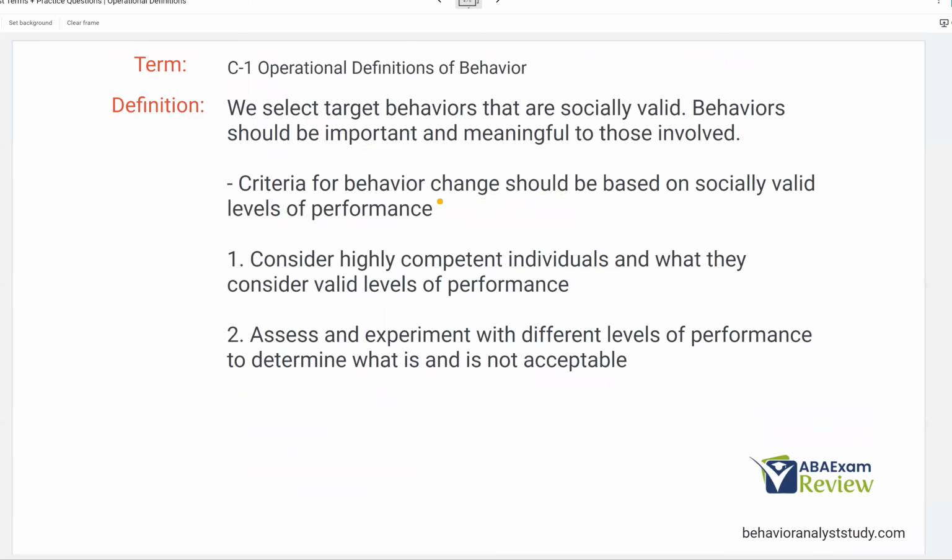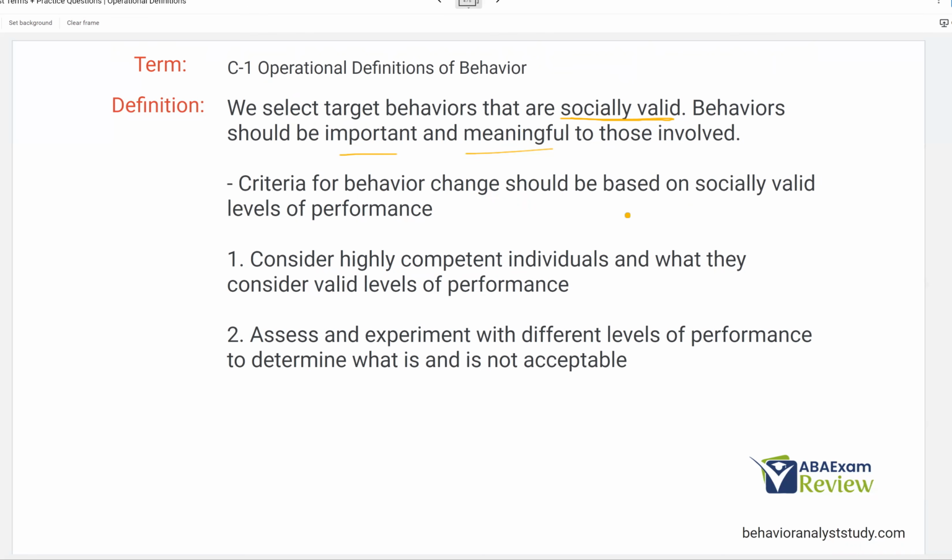Then finally, when we are selecting target behaviors for definition, we select behaviors that are socially valid. Behaviors should be important and meaningful to those involved. If you have a child who is highly impacted, your behaviors targeted for change will look very different than a kid maybe who has very mild symptoms. What's going to matter is, are these behaviors important and are they meaningful to all those involved? So criteria for behavior change should be based on socially valid levels of performance.